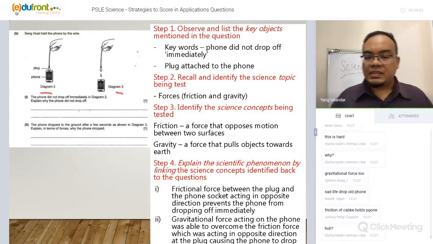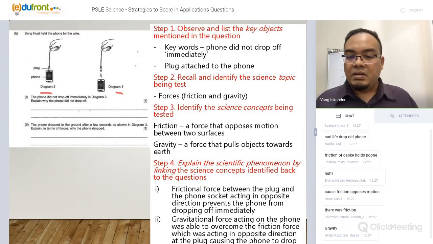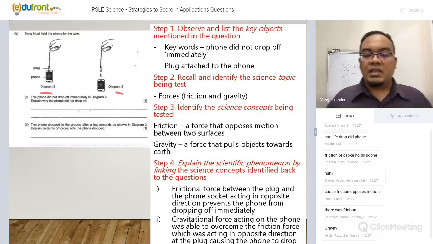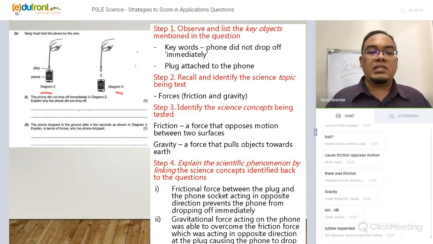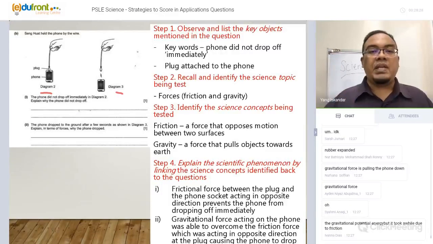Gravitational force, friction of the cable. Ikram says friction opposes motion. There was friction. Okay, gravity. If you explain gravity alone, gravity causes the phone to fall off, right? But the question says that the phone did not drop off immediately. So that part you need to address. How come it did not drop off immediately? Why does it take a while before it dropped off? So this is the tricky part. It is not only about gravity or gravitational force.